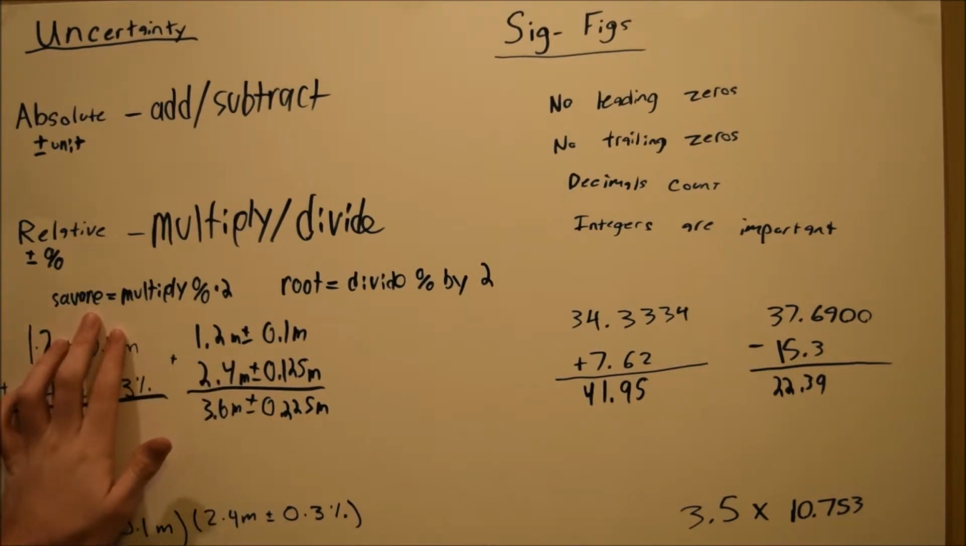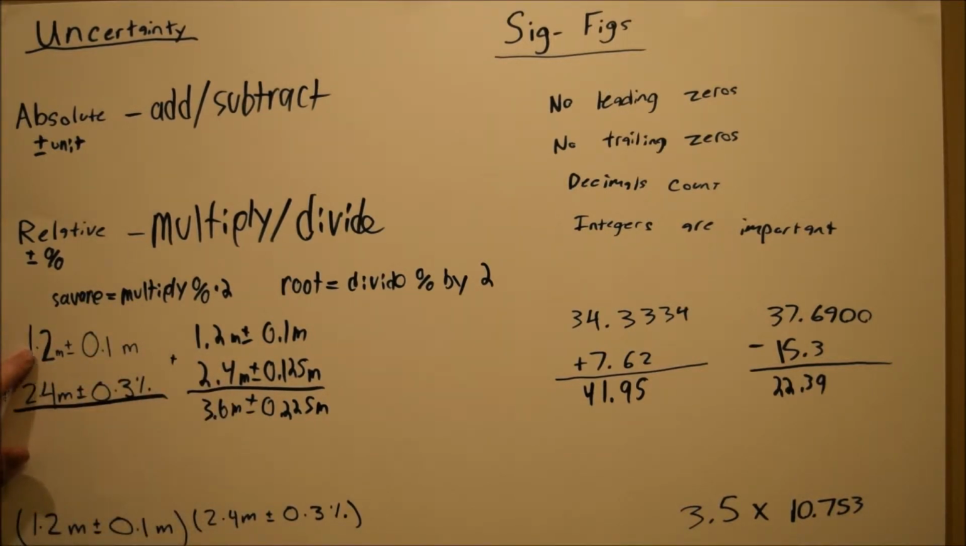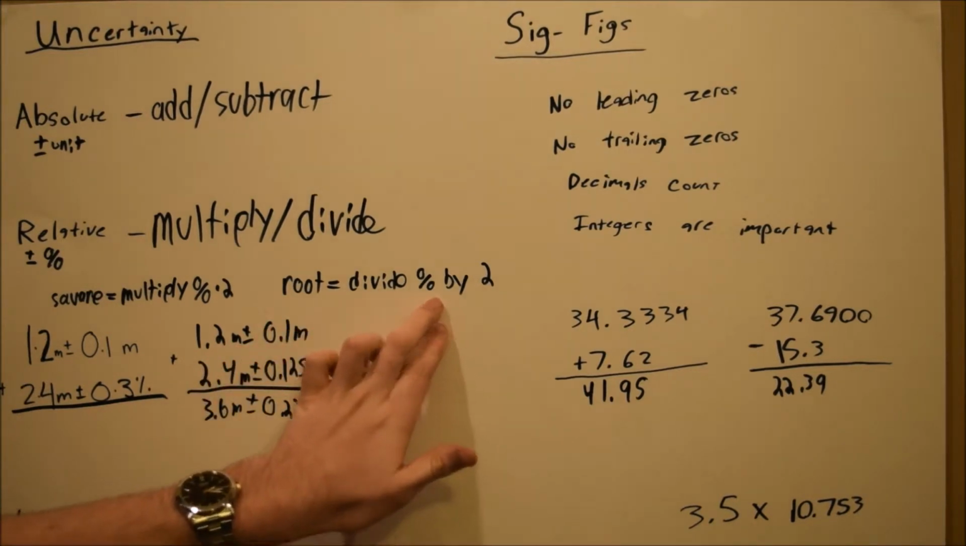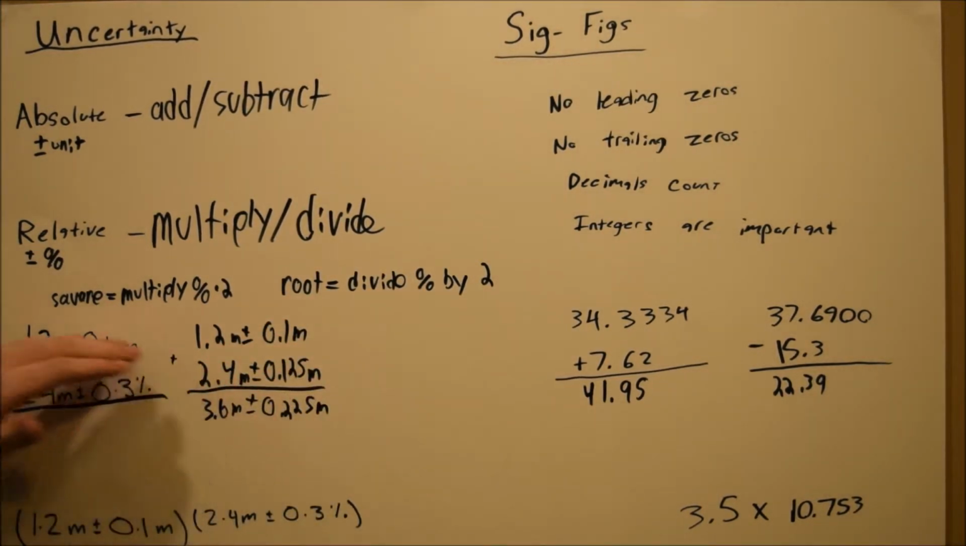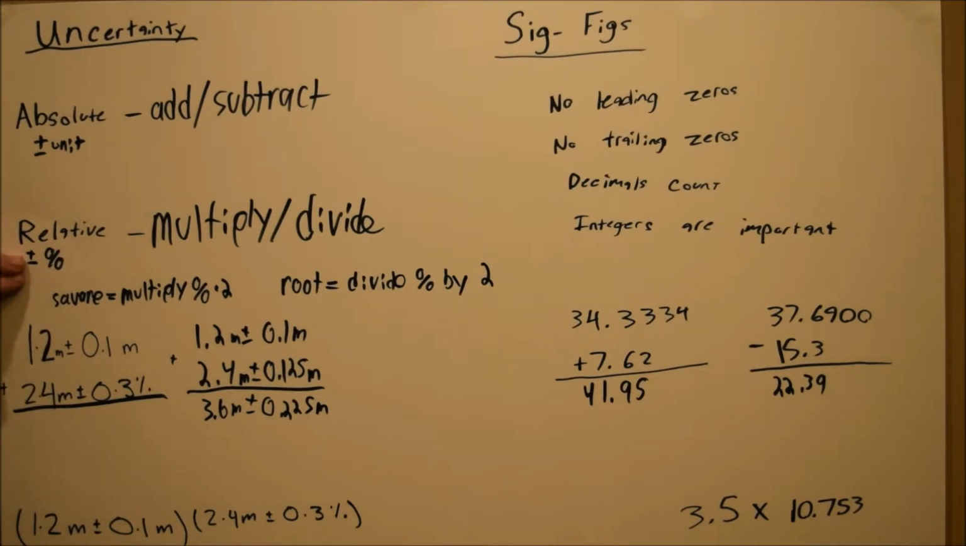However, if you end up squaring something, so let's just say we do 1.2 squared, how about we square this one because it's already in percentage. You'd have to multiply the percentage by 2. So it'd be 2.4 squared plus or minus 0.6%. And then for the square root, you divide the percentage by 2. So the general rule: whenever you're doing any multiplication or division, use percentage, absolute for addition or subtraction. Can't get around that, otherwise you're in trouble.